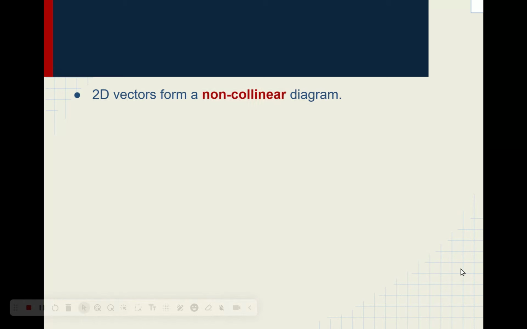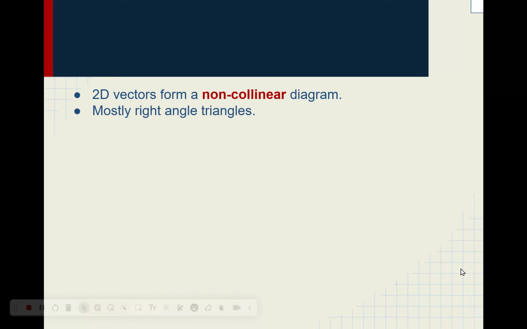First of all, a 2D vector diagram that we're drawing is non-collinear. That's important because in the last lesson, when we did collinear diagrams, where everything was one-dimensional, we could just add things together directly, pretty much like 5 plus 3 equals 8. It was because everything was on the x-axis. It might be that we had to subtract some things. It might be that we even had some negative vectors, but that's okay.